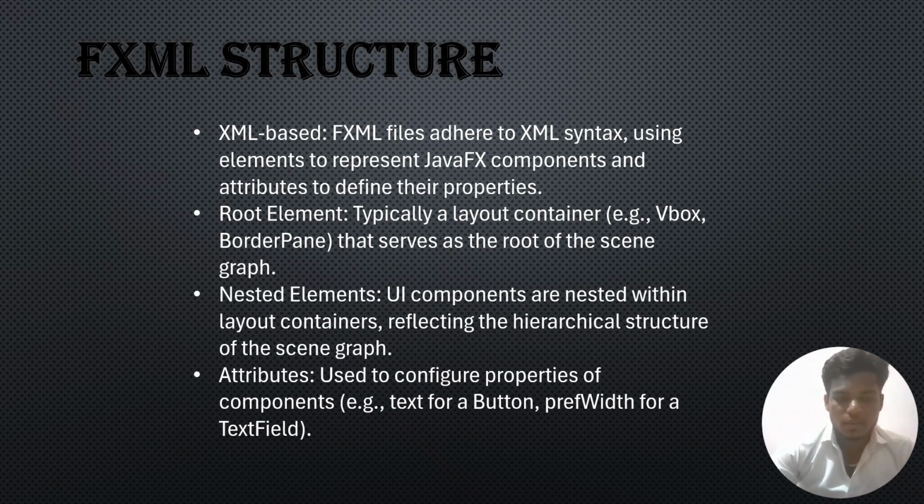And next, we're going to look at FXML structure. The FXML uses a hierarchical structure to represent the scene's elements corresponding to JavaFX UI components. Example: button, label, text field, and attributes set their properties. Example: text and preferred width. And layout containers like VBox, HBox, GridPane, and StackPane are used to arrange UI elements.